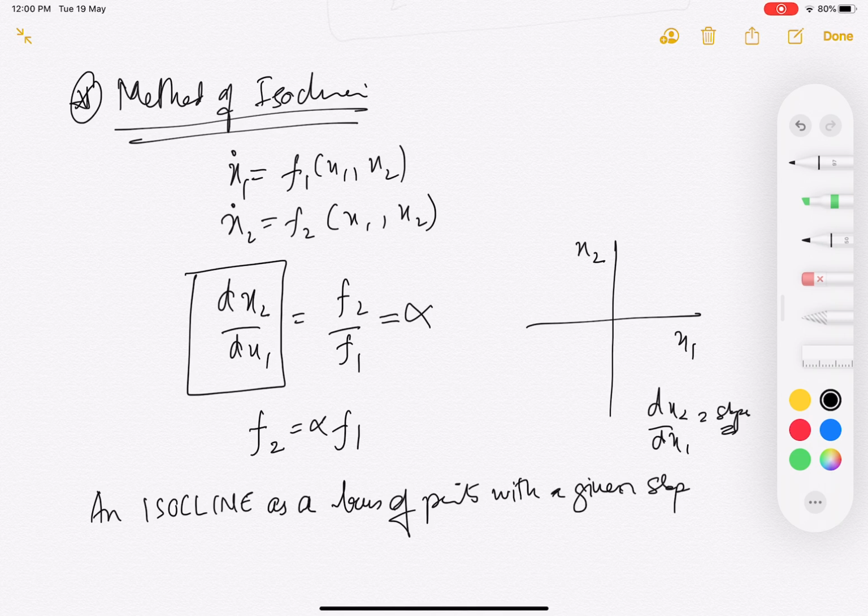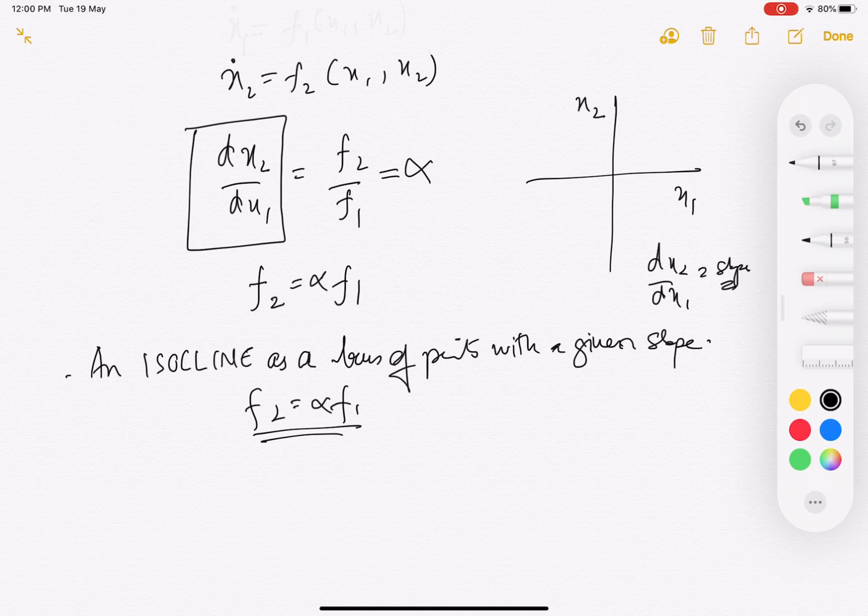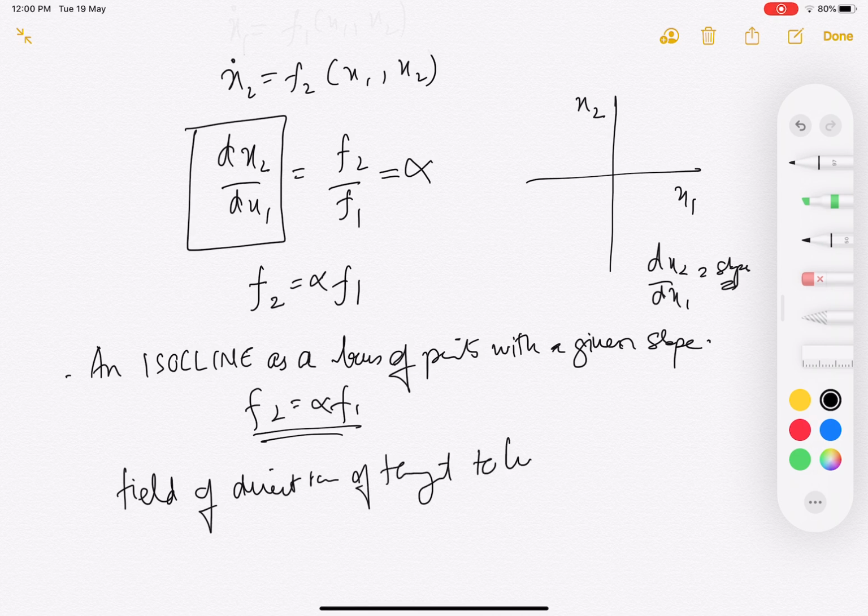Given slope. This is the mathematical definition of an isocline, and an isocline with a slope alpha is given by f2 is equal to alpha f1, right? And this basically gives us a field of directions of tangents to the phase trajectories, right? And from this field of directions we can draw the phase plane trajectories.